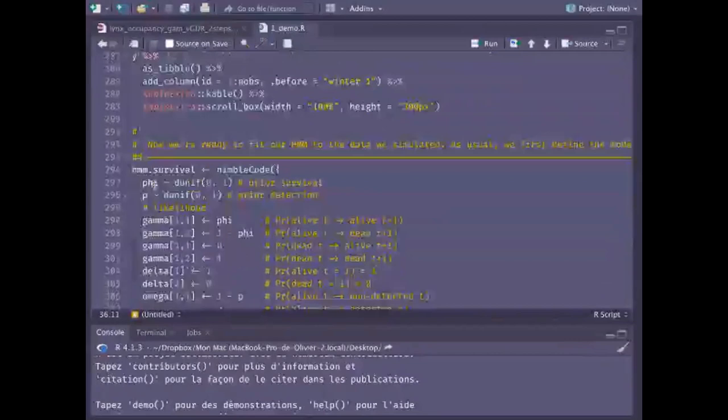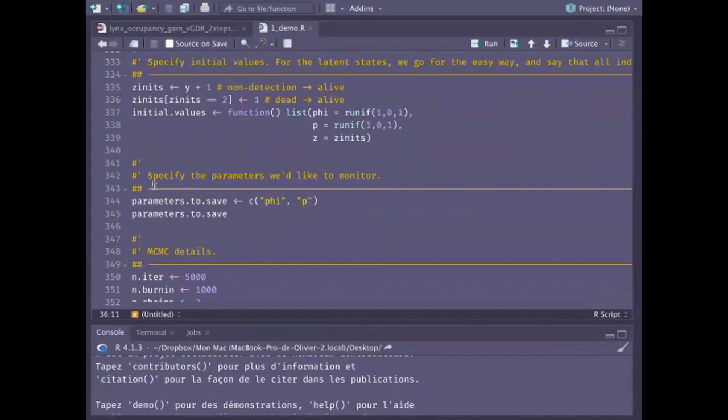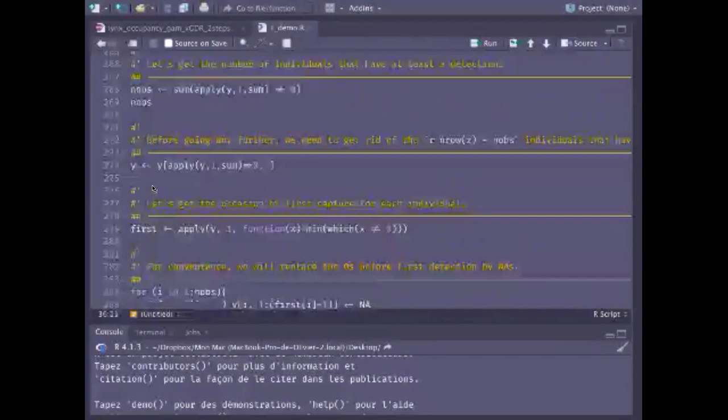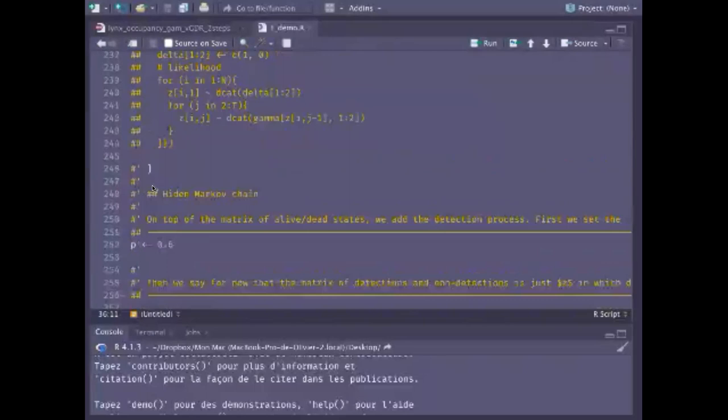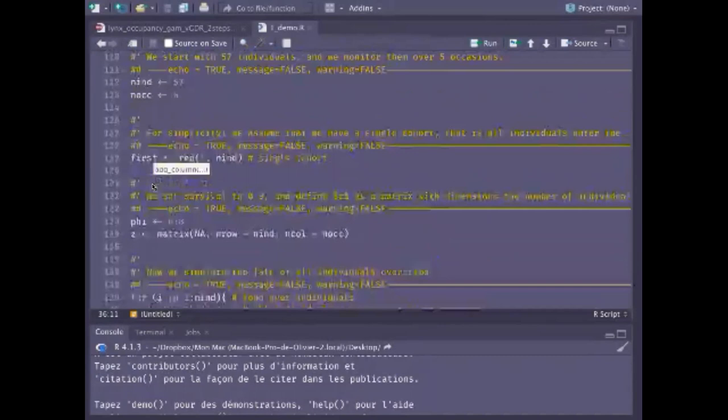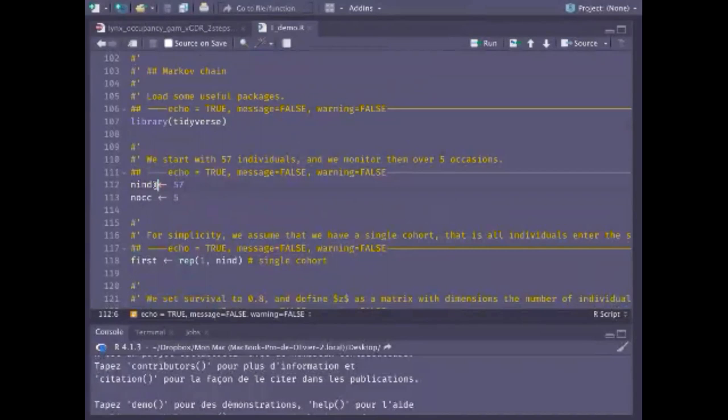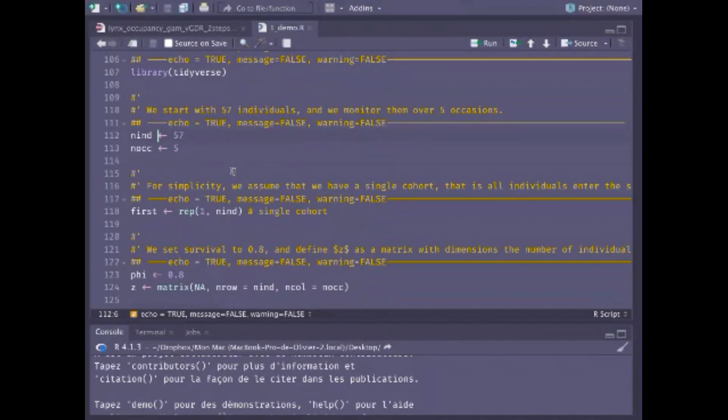What time is it? Oh, it's 10 already, okay. So I'm going to take 5 minutes to go through this example. Okay, where is it? I need to run. Hang on.